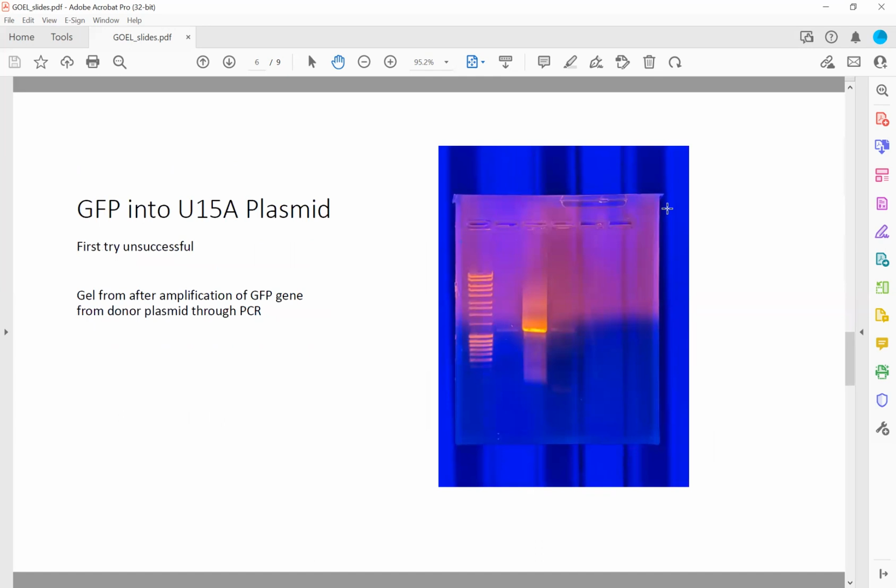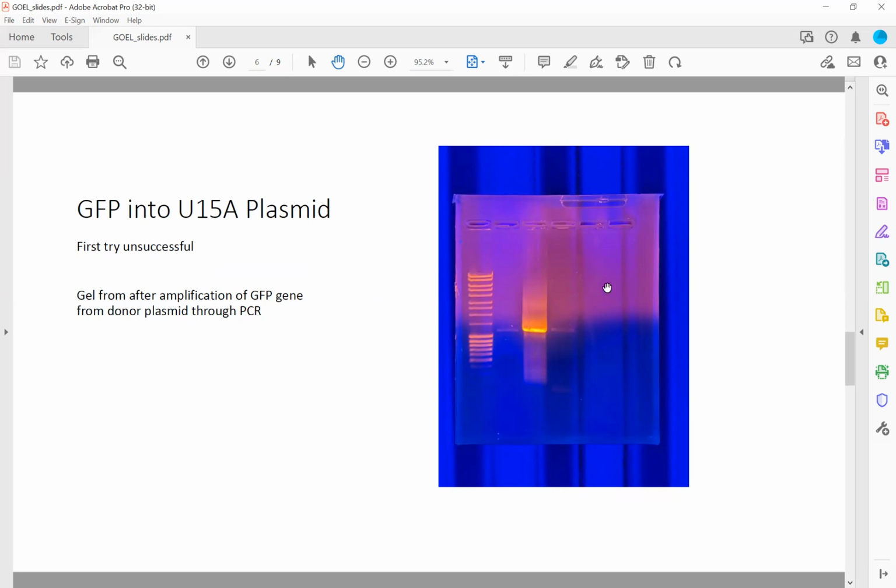Again, the molecular biology so far has been a challenge. We've had to make U15A electrocompetent. We're using a lambda red recombination system to get GFP in. So we had to first get a plasmid called PKM208 that has those lambda red genes into U15A. That we were able to do. That was pretty successful. And then we had to amplify GFP off of a donor plasmid.